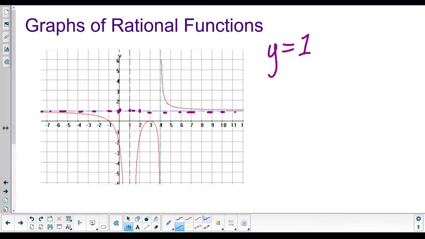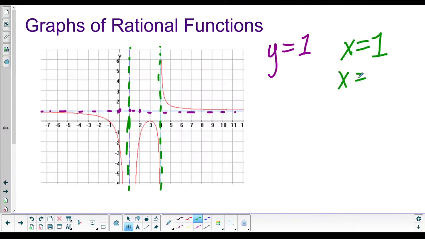Then we want to know what is the equation of this vertical line. Because it's vertical, that's going to be x equals a number. And we're crossing the x-axis at 1, so it's x equals 1. And then we want to know the equation of this vertical line. Because it's vertical, it's x equals, and it crosses the x-axis at 4. There you go, you're done.